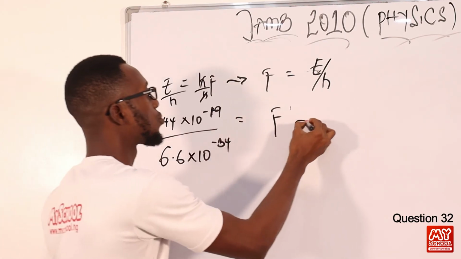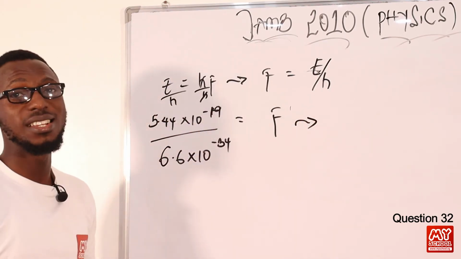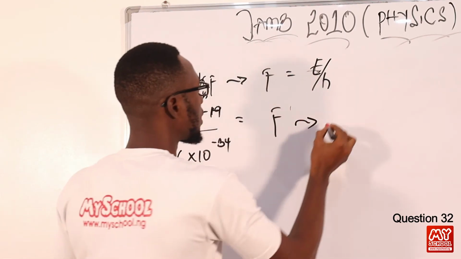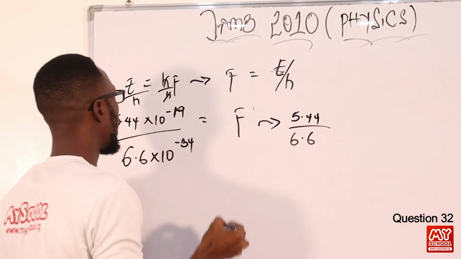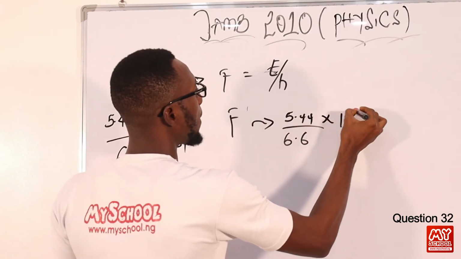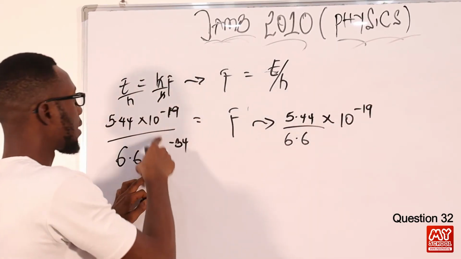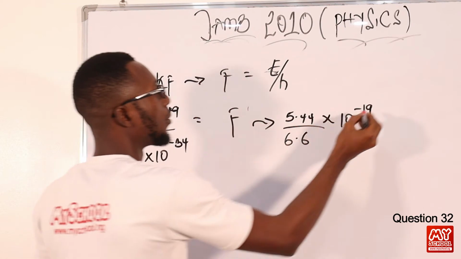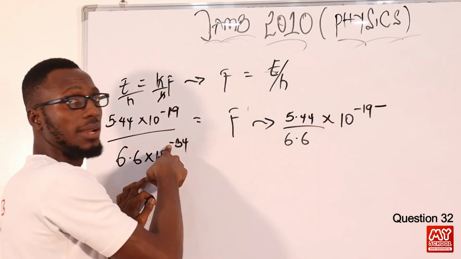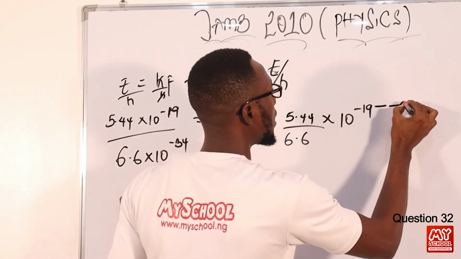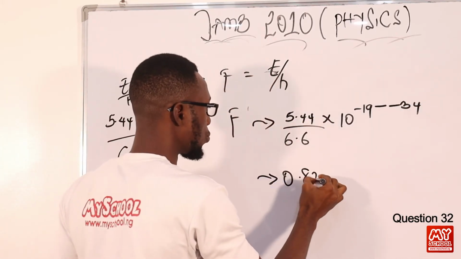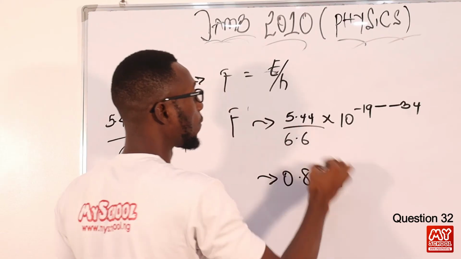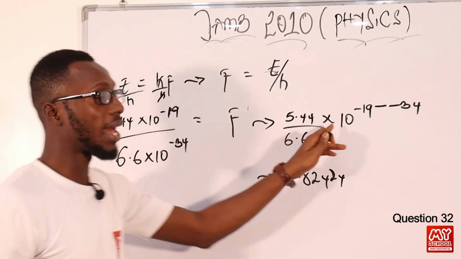If I want to solve this using standard form, I will just say 5.44 over 6.6, times 10 raised to power minus 19 over 10 raised to power minus 34. This divide means minus, then this minus that we have here, minus 34. So if I divide this, I should have 0.8242424, just like that. So let's look at this part.